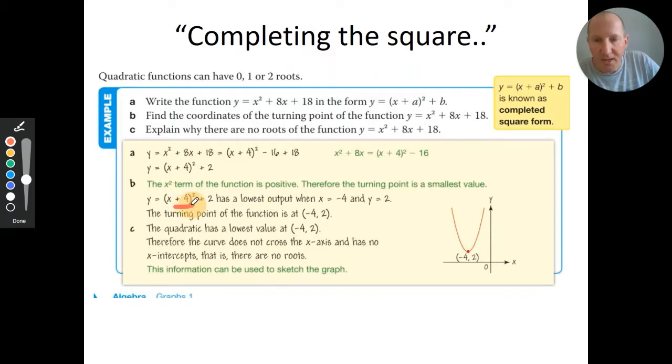The number in here tells me the x coordinate of the turning point. It's an opposite sign to that. So the turning point for this one is where x is minus 4. The y value of the turning point is given by the number there. So if we look on the graph, the turning point is minus 4, opposite side to that, 2. So when we know how to complete the square and create an equation that looks like that, it helps us find the turning point.